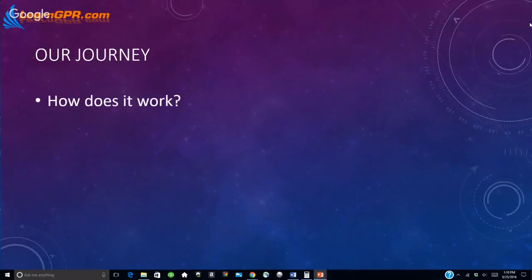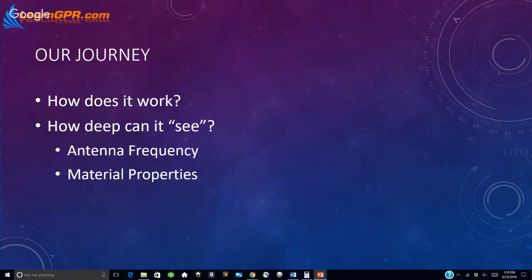Okay, so here's our journey, just to recap. How does it work? How does this technology work? How deep can it see? Quote unquote, how deep can it see?